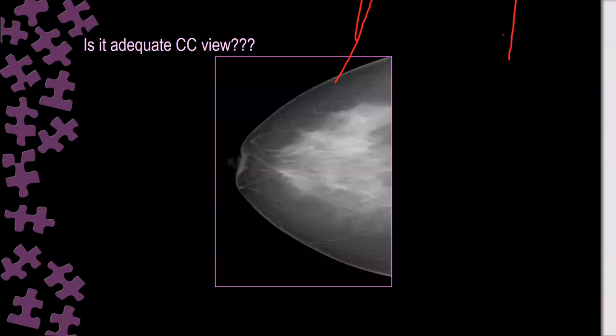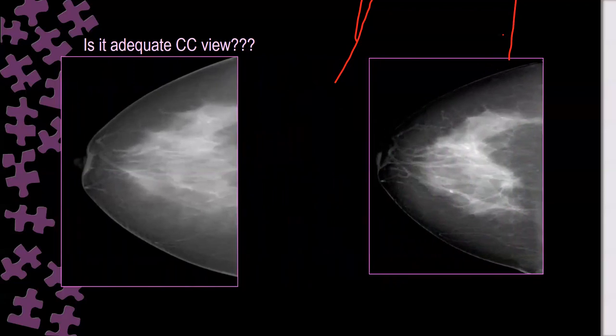nipple line. I had done the posterior nipple line and it was a mismatch. So I had to repeat the CC. And I did, and that was the result. Can you see it? Yes, this case is mine. It is my case. You see, she has cancer, discovered after we repeated the CC.